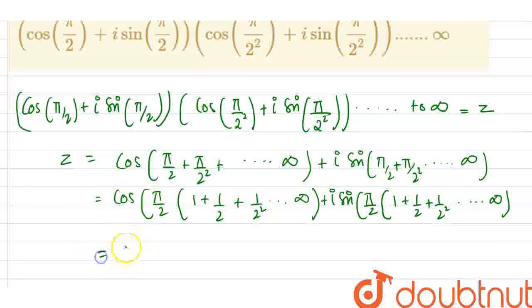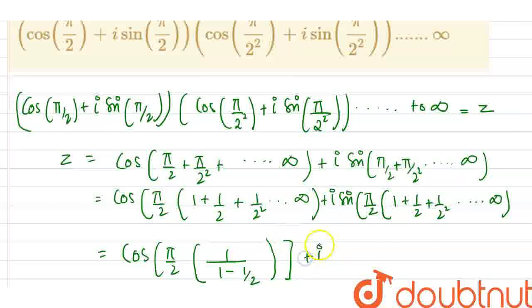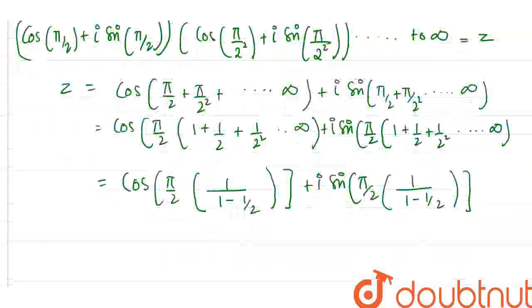So now it is equal to cos of pi/2 into, we know that this is a series term, so in series terms we can write this as 1 divided by (1 - 1/2). Similarly we apply it over sine, pi/2, this is again a series term, so it is going to be 1 divided by (1 - 1/2). So now we just open it.